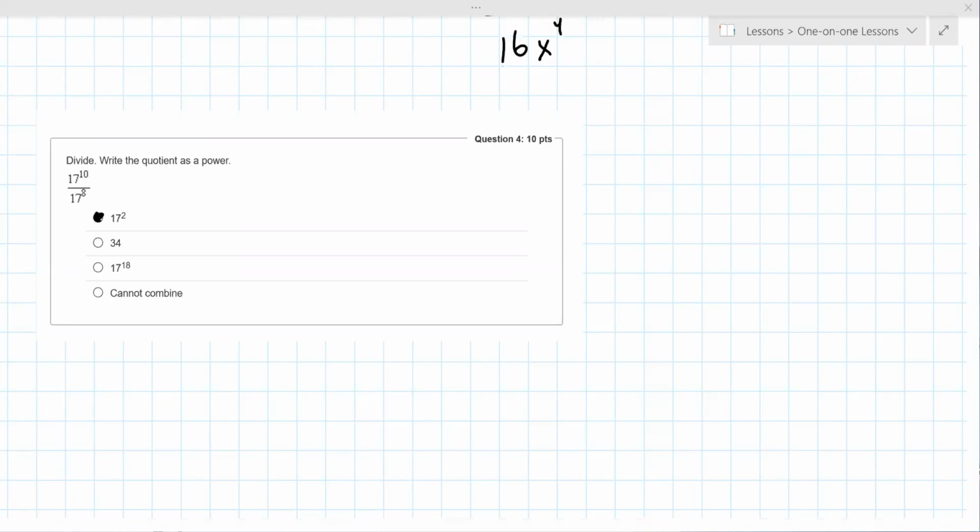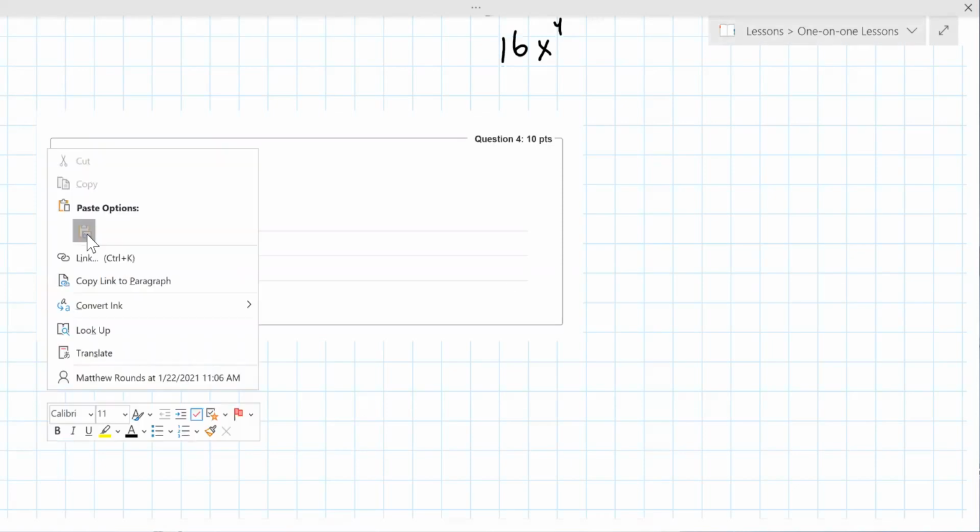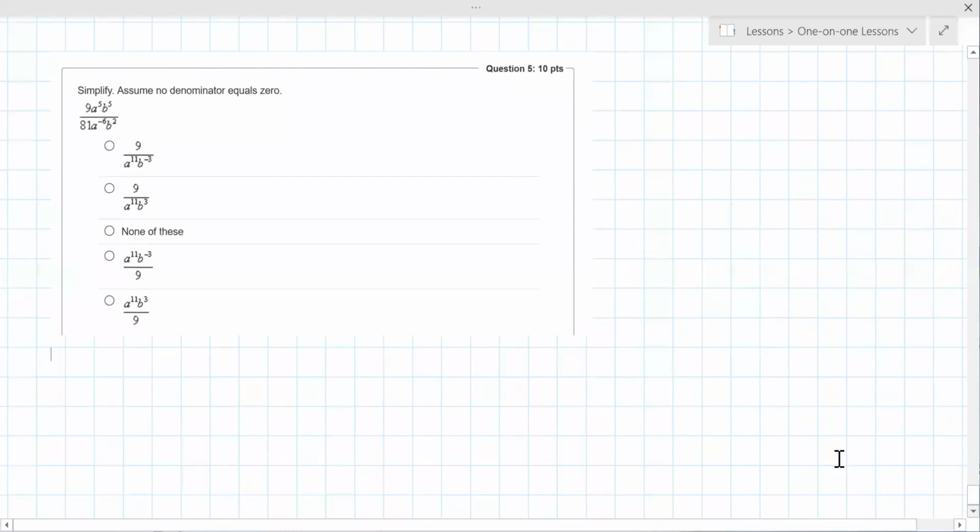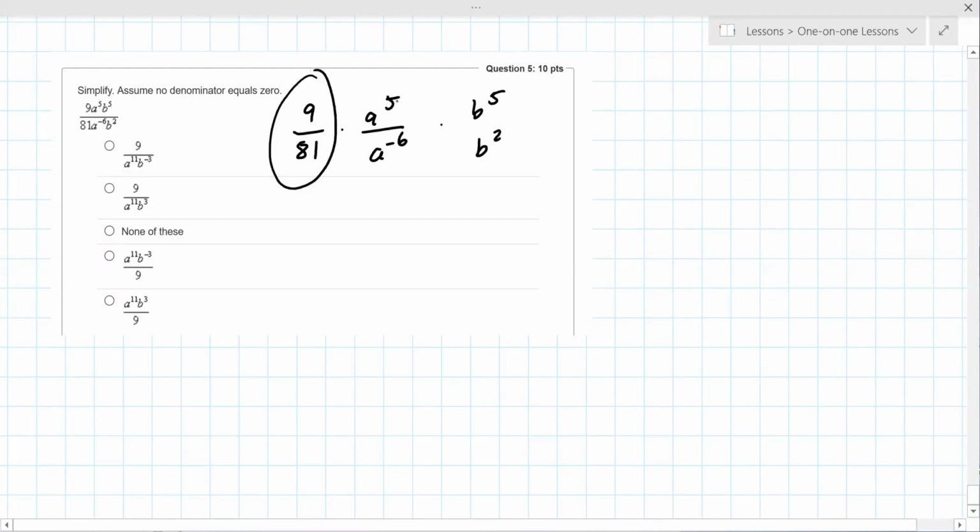All right, we're up to question 5. Question 5 is a little bit more challenging than the one we just did, but not all questions are created equal. We did one like this. It's really 3 separate parts: 9 over 81, a to the 5th over a to the negative 6, b to the 5th over b squared. So we just got to tackle each of these.